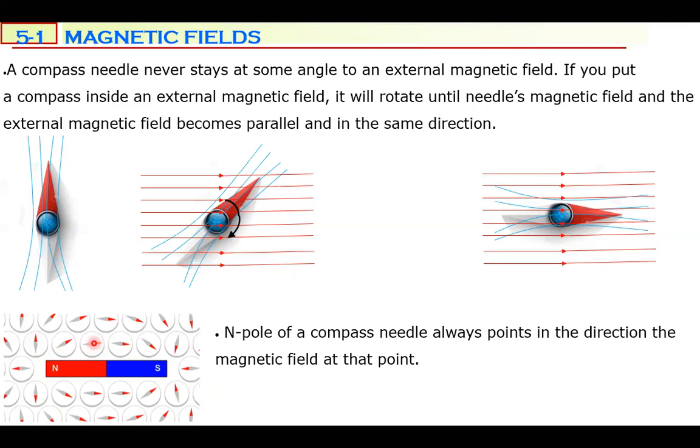Here it must be to the right. Here must be to the right. Here must be a little curved toward the magnet. Here must be changing direction to the S pole. Here must be directly S pole. So this shows that magnetic field lines are leaving from N and entering S. So the direction of each compass needle points in the direction of the external magnetic field at that point.